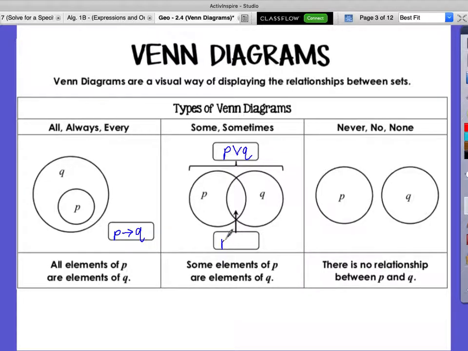This middle part would be the P and Q. That's only when both are true. Okay, if we go back to our compound statements, that's only when both are true, okay? So it's like our carrot and our apple, right? Okay.